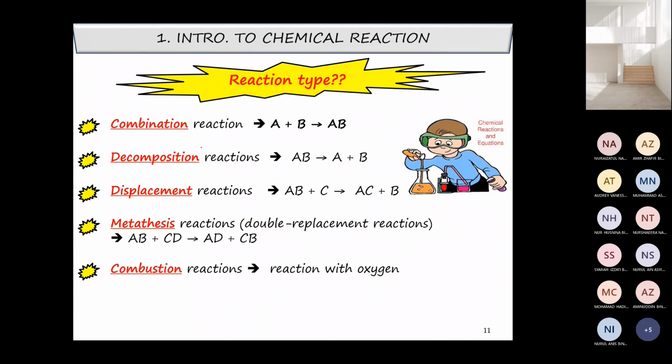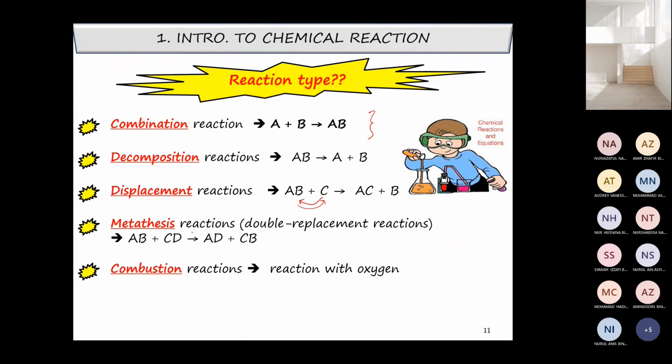Okay, so this is how the equation formula looks like. For combination, A plus B. For decomposition, it will break apart, separate into different molecules. We have AB into A plus B. And then we have displacement. You can see for the reactant it is AB. When it becomes a product, it changes sides, it becomes AC plus B.